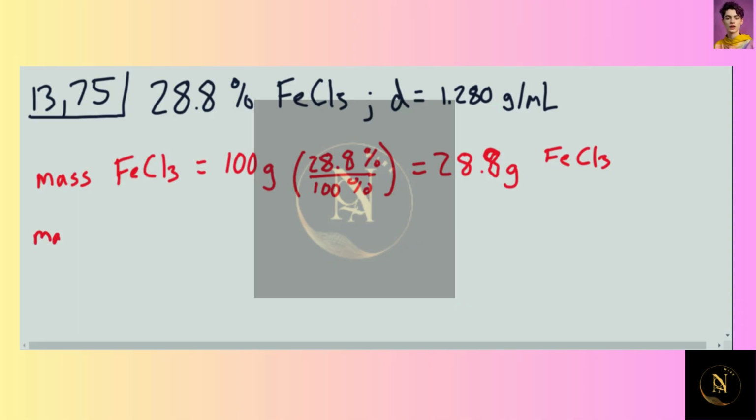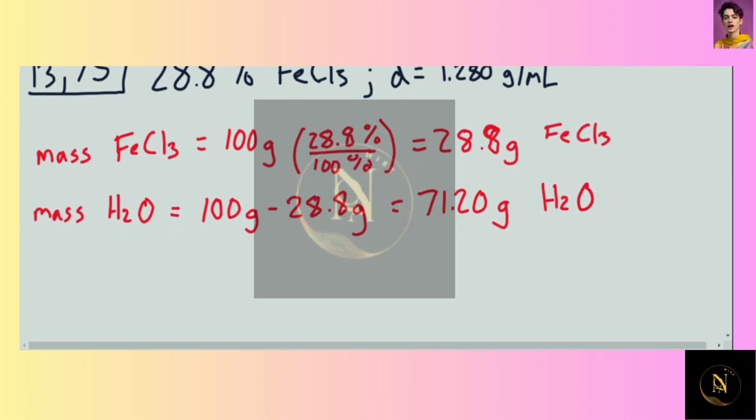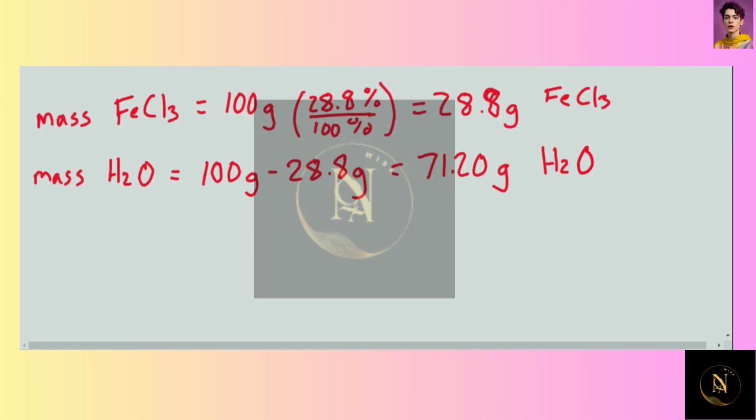So we can easily calculate the mass of water then, because our total solution is 100 grams, and if we subtract the 28.8 grams of iron chloride, we get 71.20 grams of water. With these two masses, we can calculate the moles of both substances.